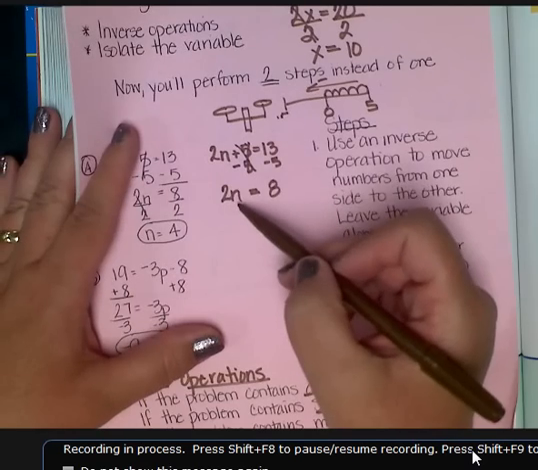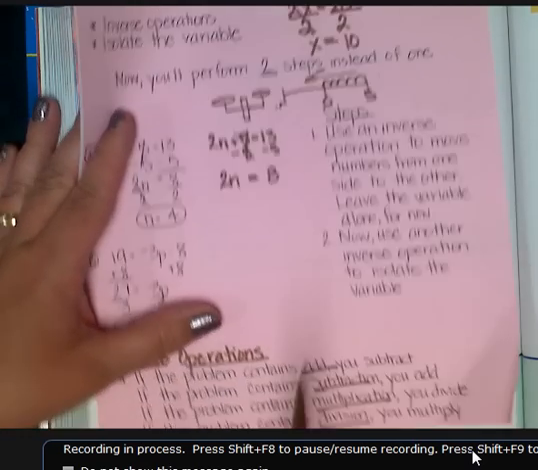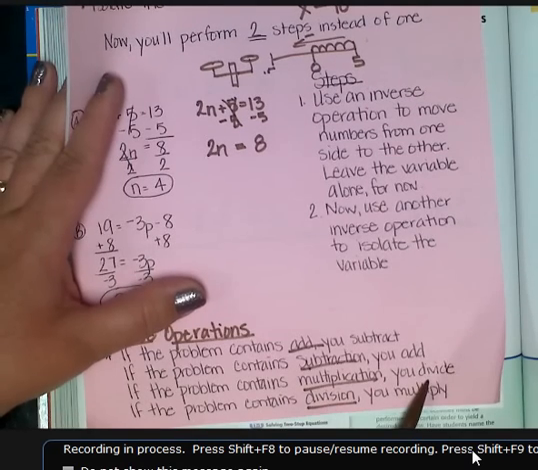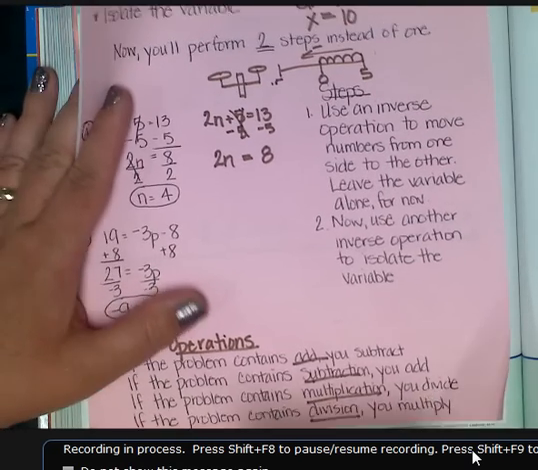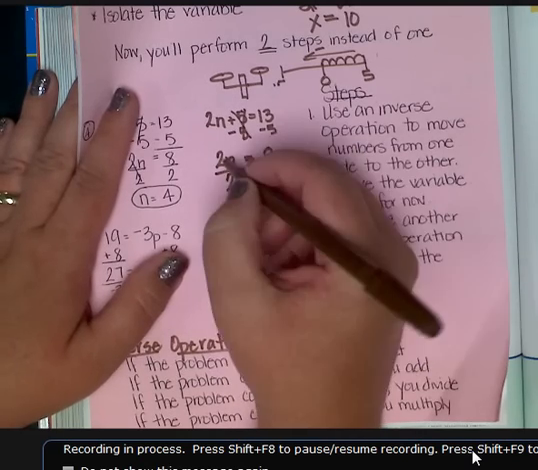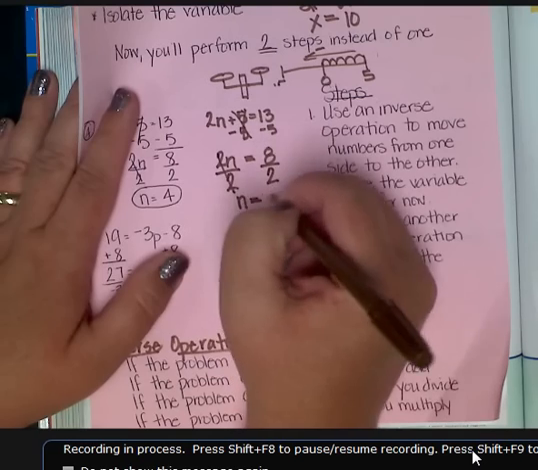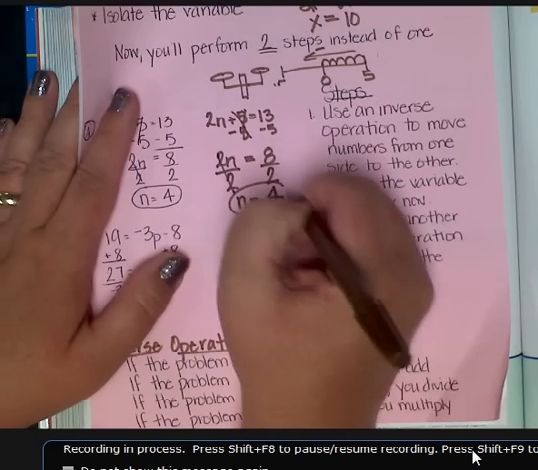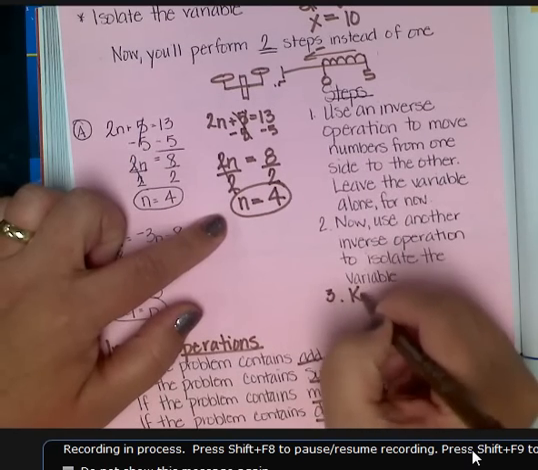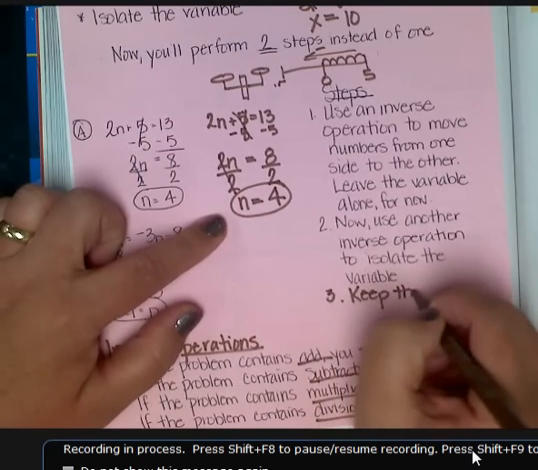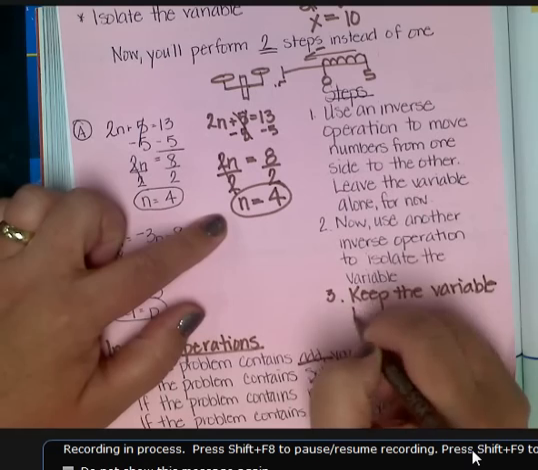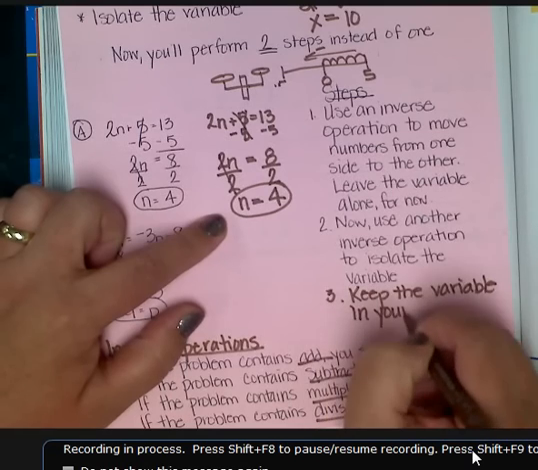Touching the variable means to multiply. Looking down, if it gives you multiplication, what do we do? Right, we divide. So we're going to divide by 2 on both sides. Canceled, n is equal to 4. Really important that you keep the variable in your answer.